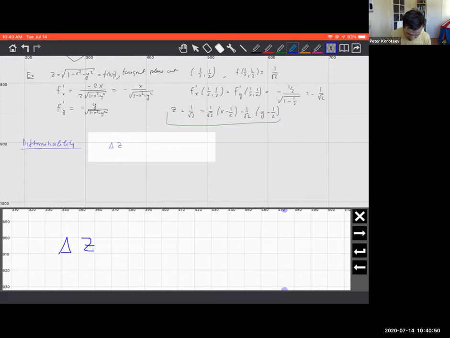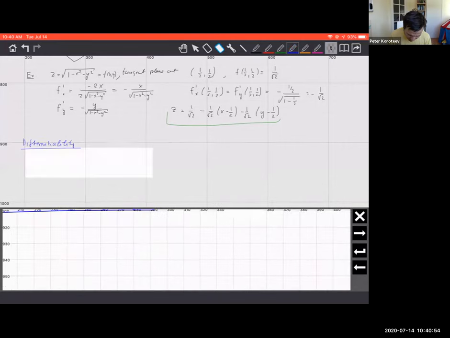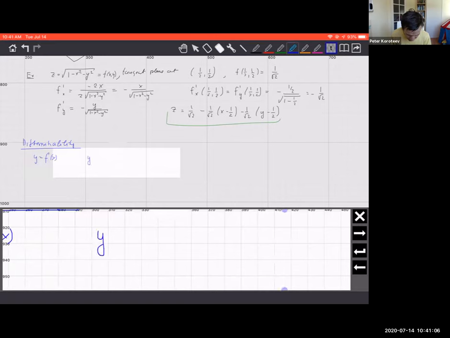So maybe I should first explain this in terms of the function of one variable again. So in one variable case, see y is equal to f of x, right? And then we say, well, okay, the equation for the tangent line is y minus y zero is equal to f prime of x zero times x minus x zero. So that's the tangent line.